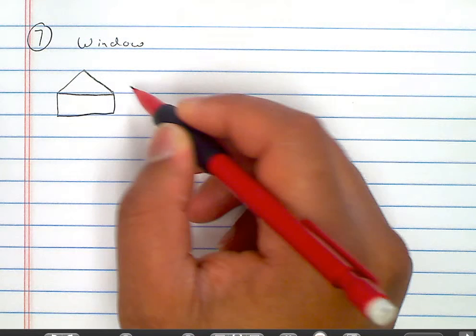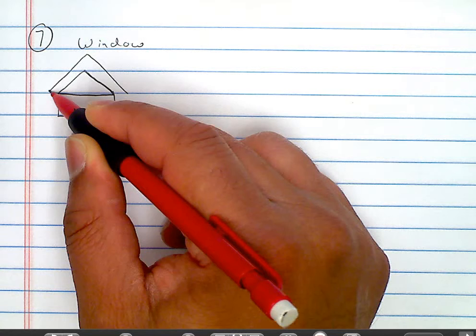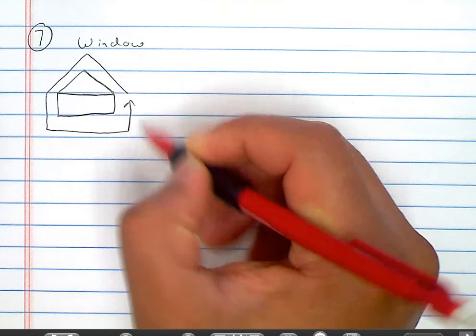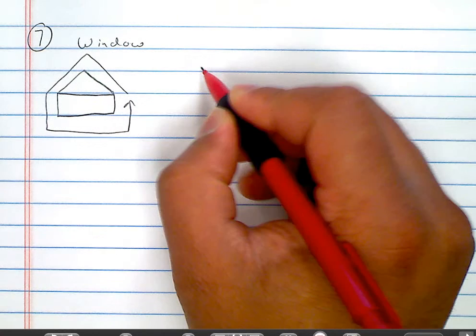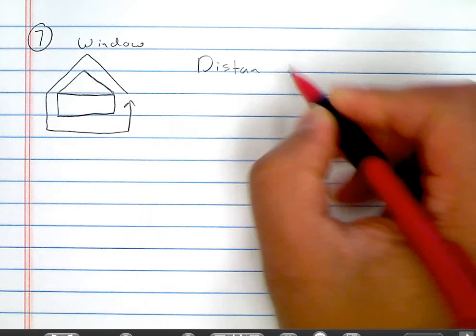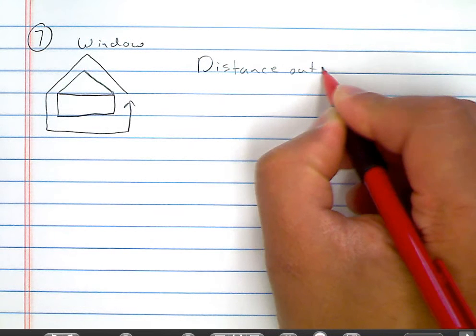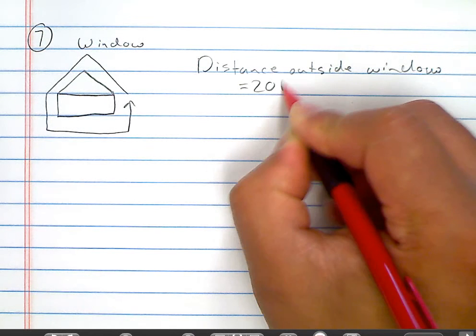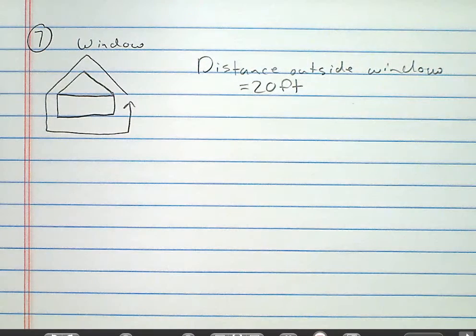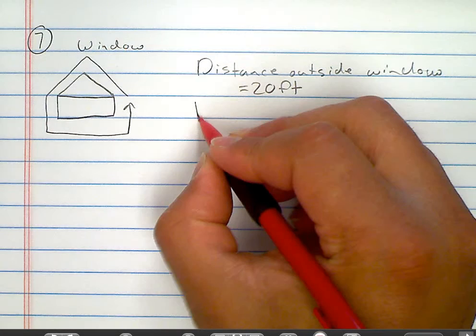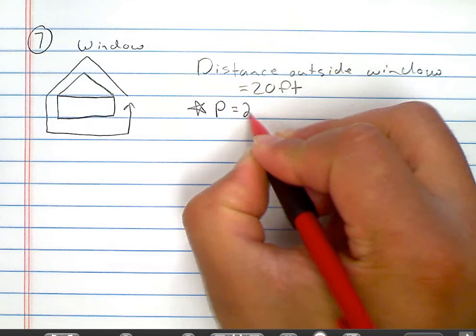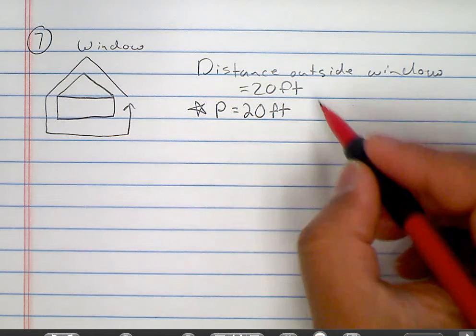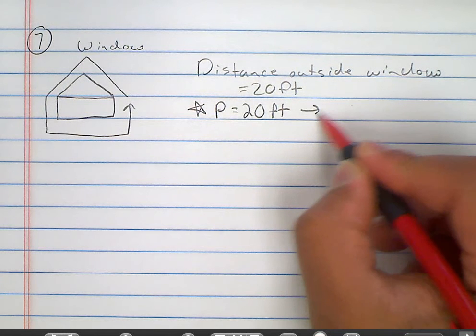Okay, yes. The distance around the outside of the window, so this whole thing's the window, yeah? So the distance around the outside of the window, yeah, the perimeter. Distance outside window equals 20 feet. All right, perimeter. So therefore, we could just say that the perimeter equals 20 feet. That automatically tells you what your secondary equation is going to be. That's your perimeter secondary equation.